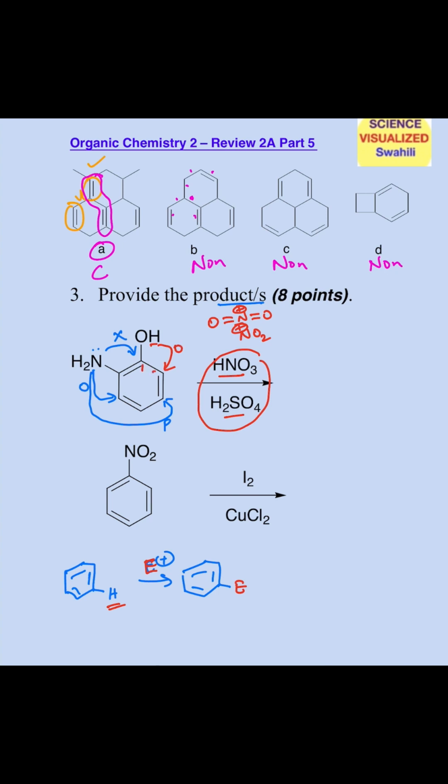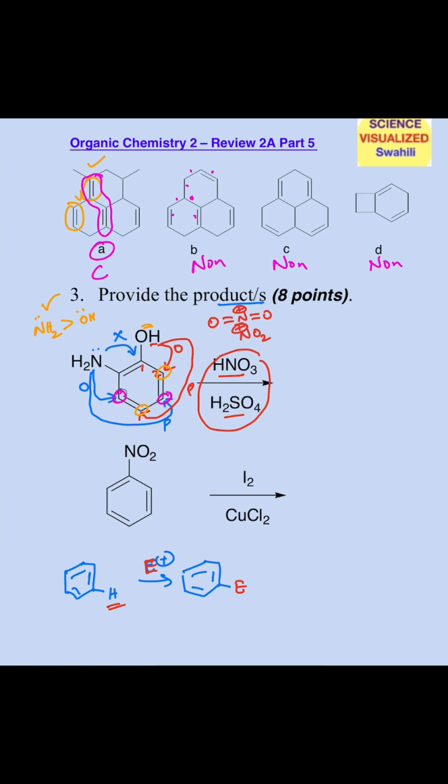Remember, ortho is 1, 2, and also 1, 4. That's para. Now we see that there's a disagreement because the amine is directing to this position and this position, while the OH is directing to this position and that position. But actually, NH2 is a stronger director than OH. So because of that, NH2 will win, and therefore we're going to add the new groups to that position and that position. So I'll go ahead and draw the product.